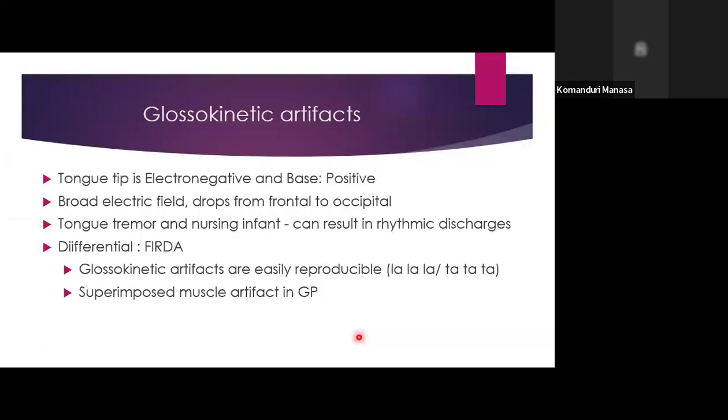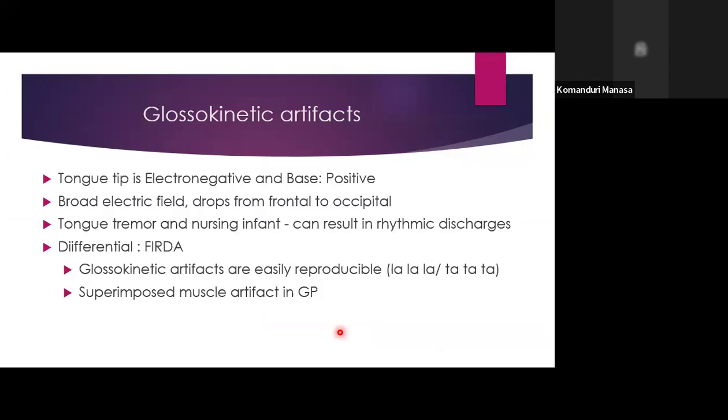So glossokinetic artifact: the tongue tip is electronegative and the base is positive. So the tongue also acts as a dipole. This produces a broad electric field that drops from the frontal to the occipital region. It is seen in tongue tremor, and a nursing infant can also result in a rhythmic discharge.